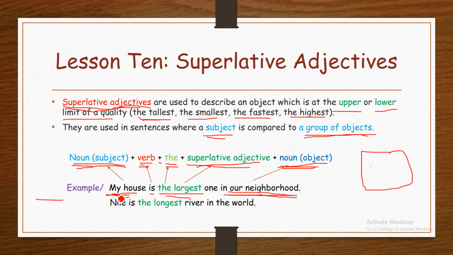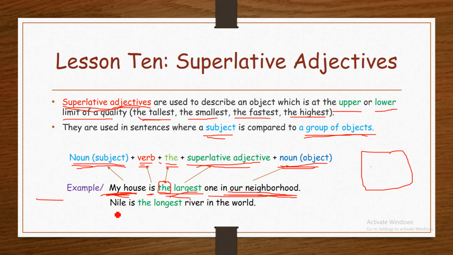My house is the subject. It is the verb to be. We said we always use the before superlative adjectives. Largest is the superlative adjective, and this is the complement.